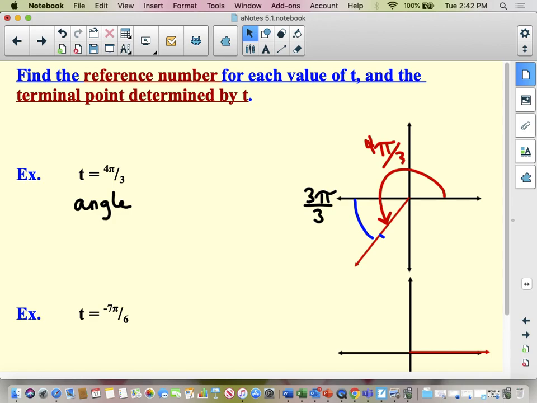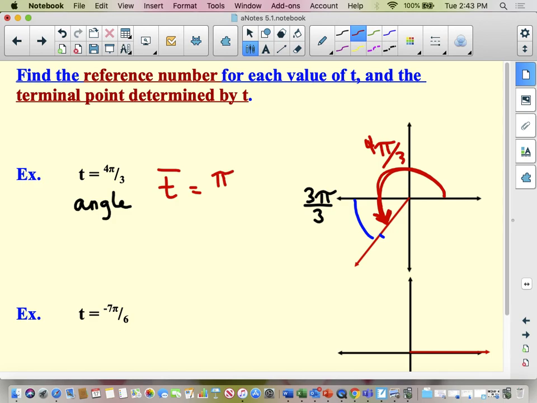So the shortest side from the terminal side of the angle to the x-axis. What does that measure? Well, if you think about what I said verbally as I was drawing the angle, I go all the way around, I hit 3/3, and then another 1/3 brings me to 4/3. That another 1/3 right there, that's my blue reference angle. So T with a bar above it, the reference angle, is 1/3 pi, or pi over 3, probably pi over 3. Again, the black angle is 3/3 pi, plus another 1/3, your reference, brings you to your angle of 4/3.